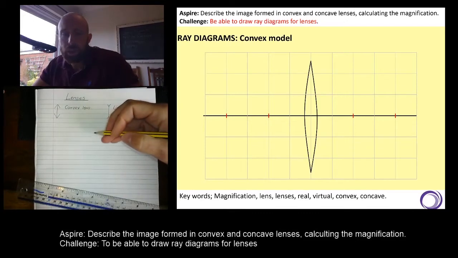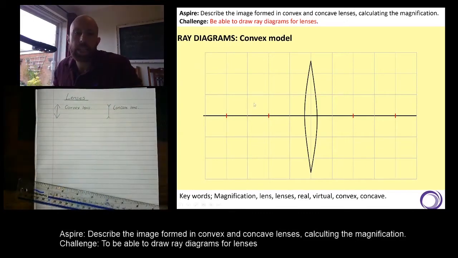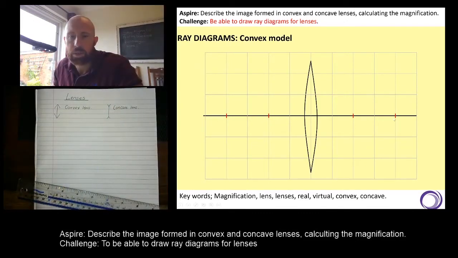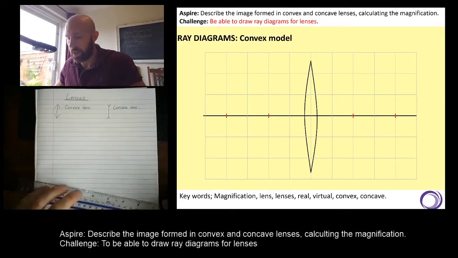The first thing we're going to do though is draw on this line. This line here is called our principal axis. It's a straight line that goes through the very middle of the lens. And if it doesn't go through the middle, it won't work. So it has to be in the very center.